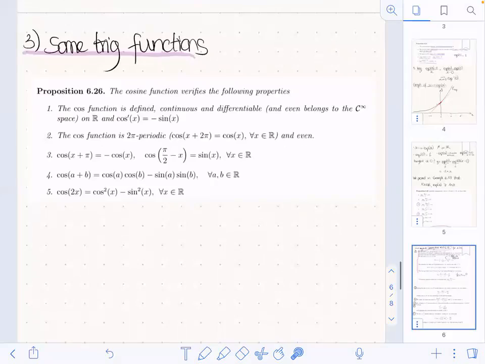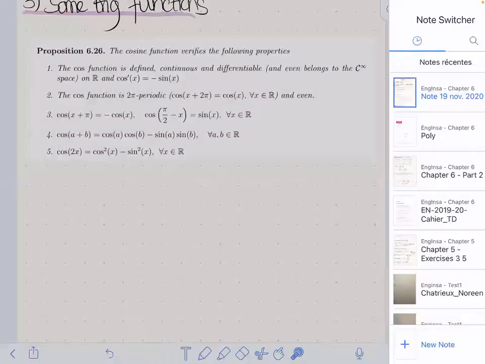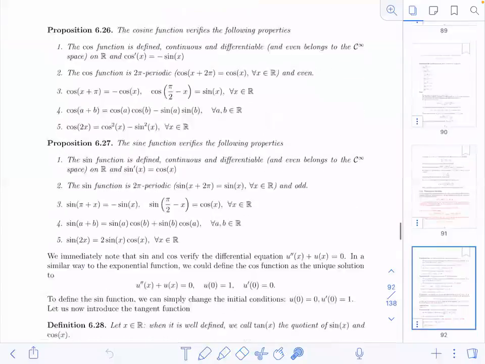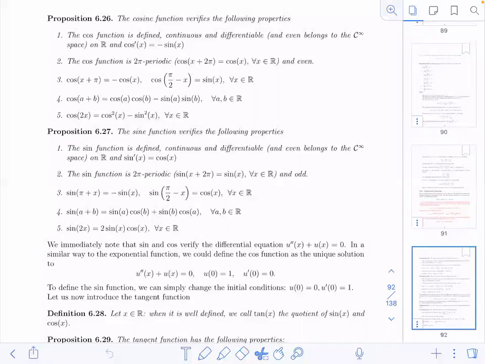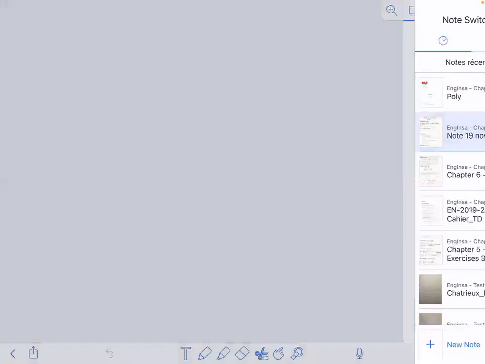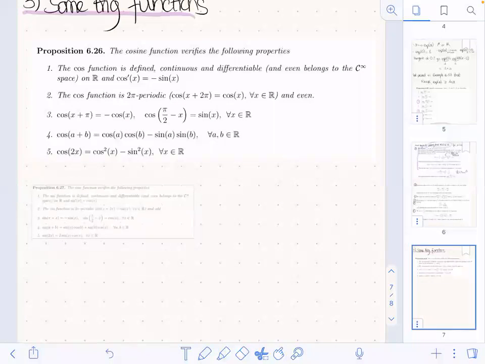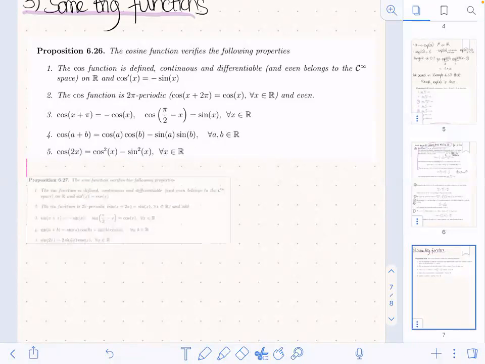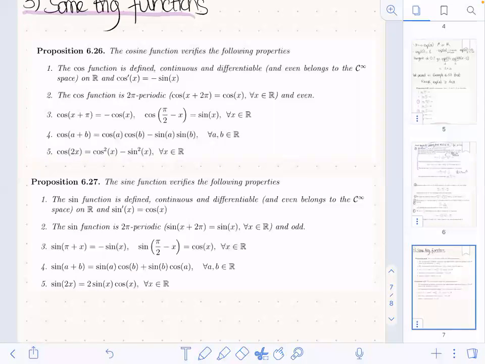And similarly, we've got properties for the sine function. Similarly to cosine, the sine is C infinite on R. The derivative is just cosine. It's 2 pi periodic, sorry, it is odd. And you've got very similar properties here as the ones above.